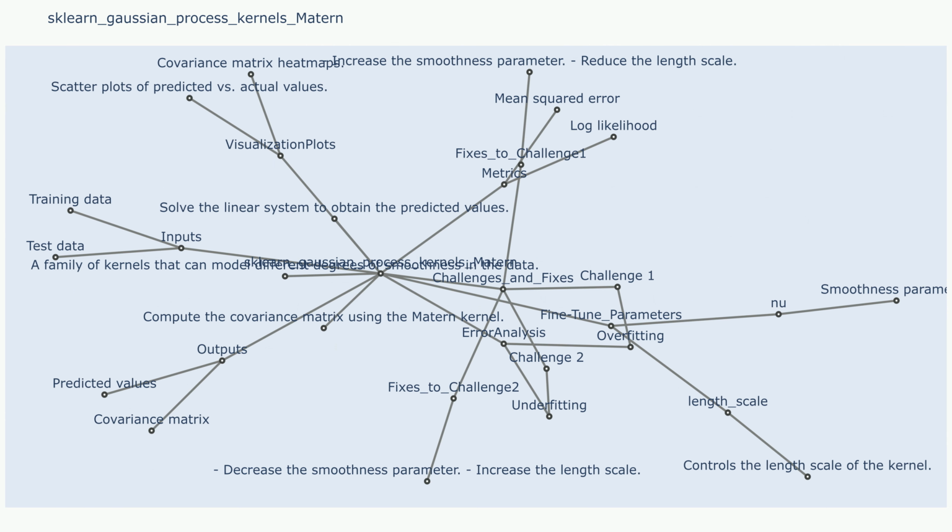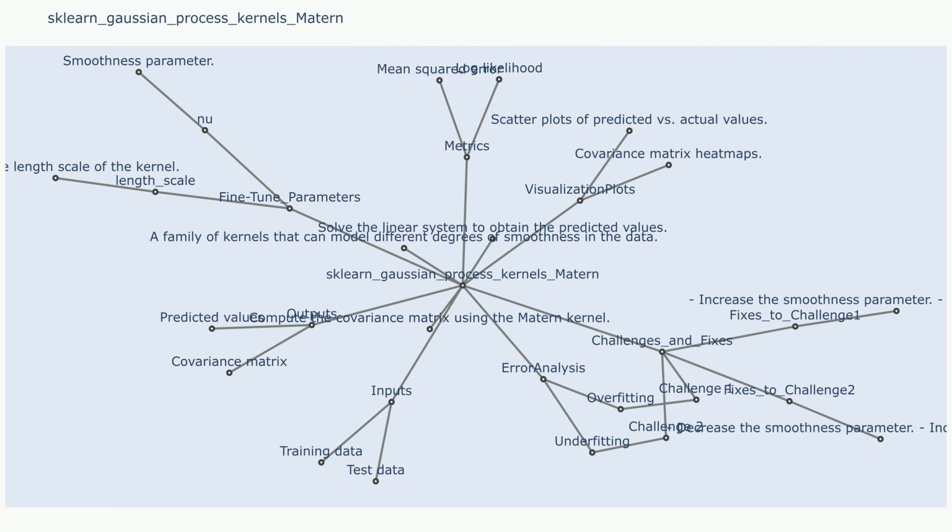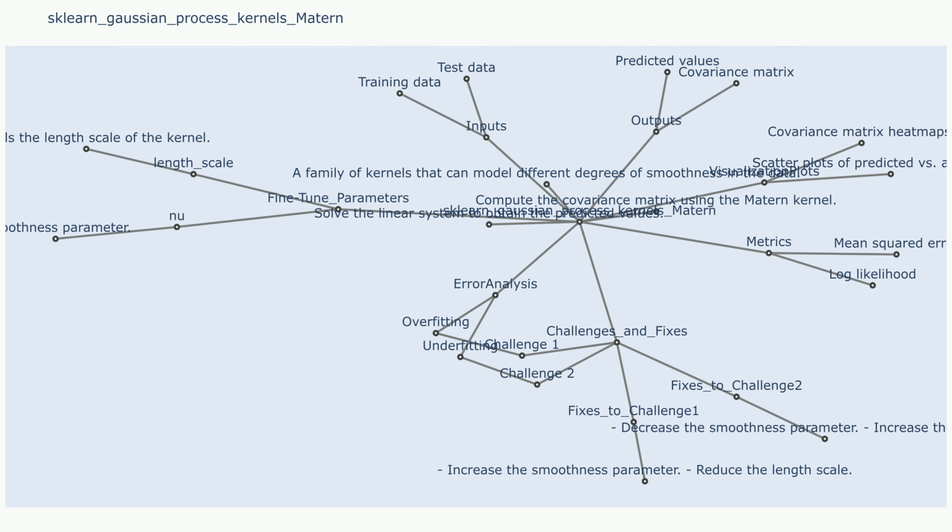Challenges and fixes. Challenge 1: overfitting. When the model is too complex, it can fit the training data too closely and fail to generalize well to unseen data. Sample use case that resulted in challenge 1: a GP model with a high nu value and a small length scale is used to fit a noisy dataset.